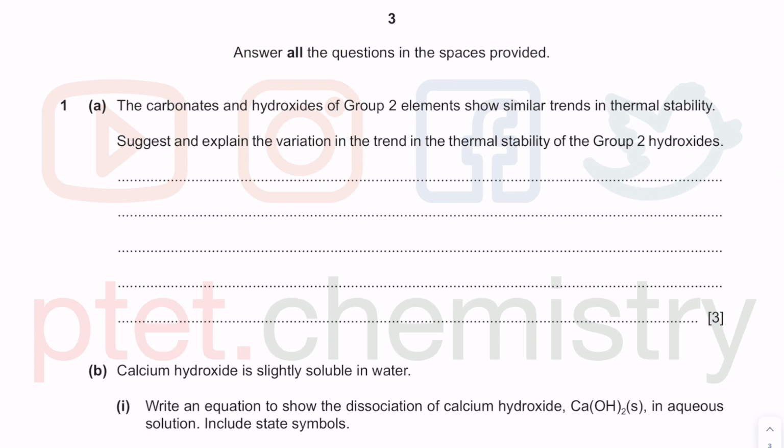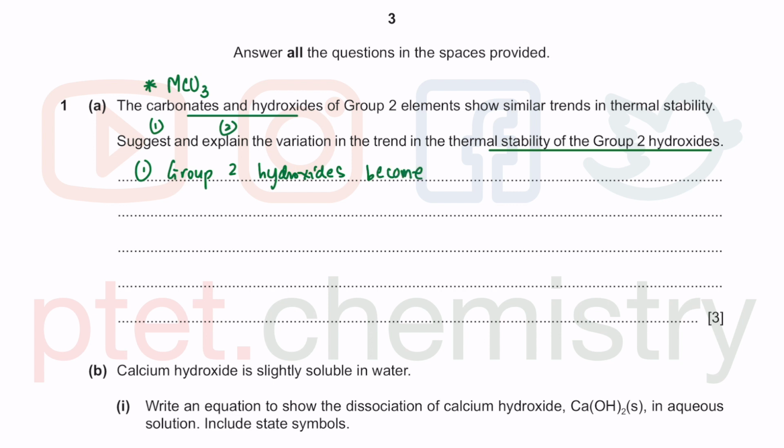In this first question, we have a group 2 thermal stability kind of question. It is telling us that they have similar thermal stability. We know the group 2 thermal stability of carbonates, that is our fixed assay. This is just extending the concept to group 2 hydroxides: suggest and explain the variation in the trend. So we know that they become more thermally stable down group 2, just like group 2 carbonates. That means it becomes more difficult to decompose them because they are more stable to heat down group 2.